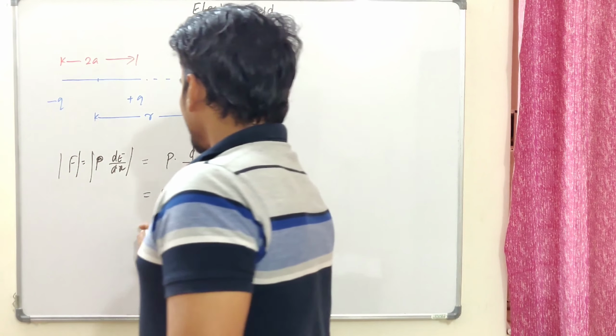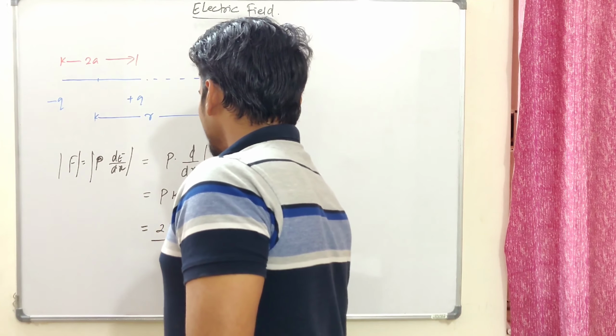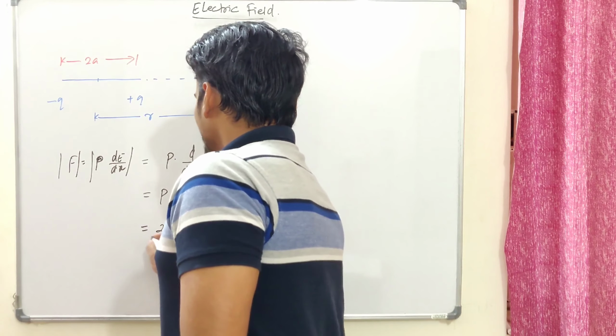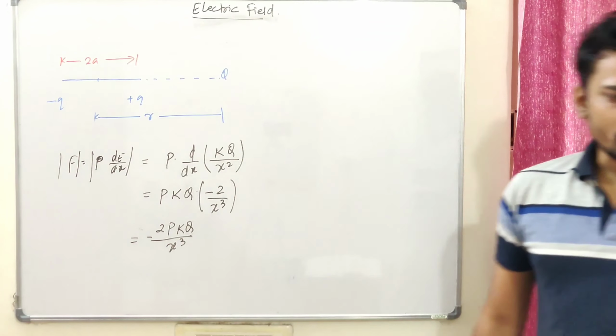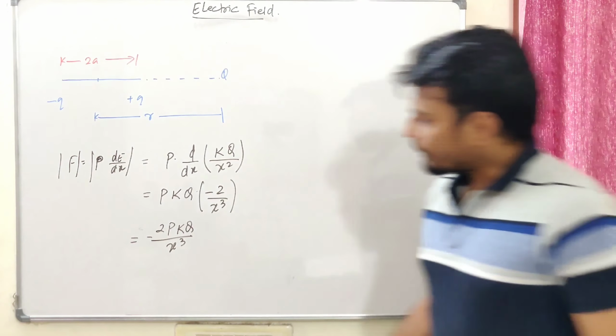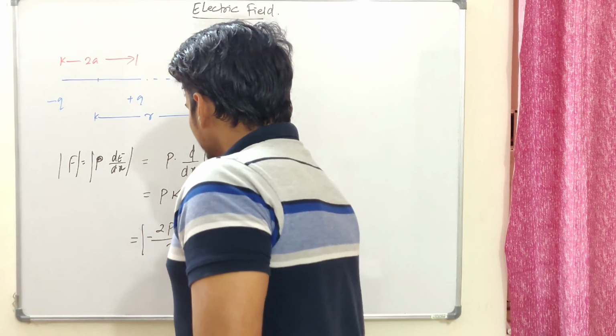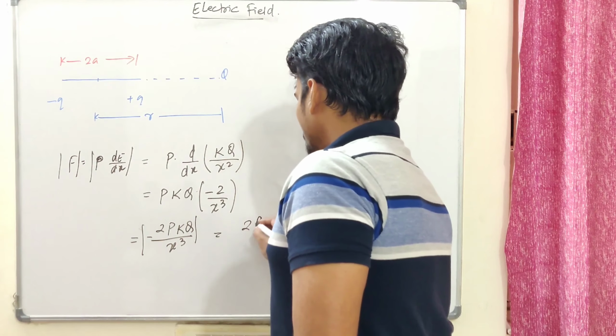Now this should be 2pkq over x cube with a negative sign. Let's put it here this way. I hope this is okay to everyone, right? Now since we're talking about the magnitude, I can actually take the mod of this. So that's going to be 2pkq over r cube, since x over here is r.